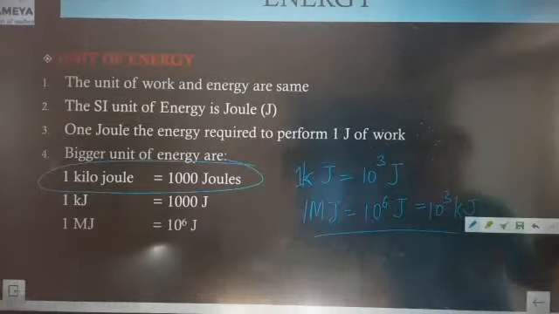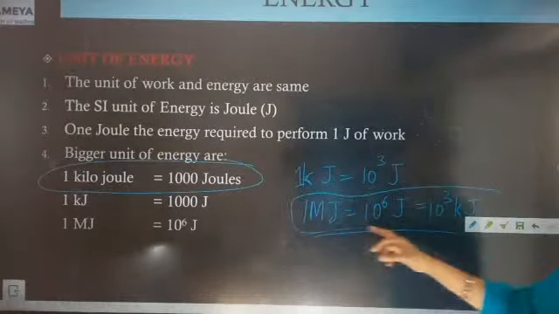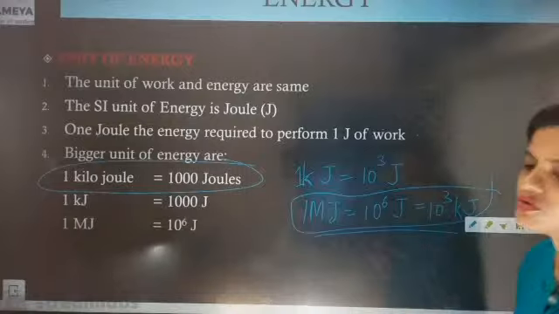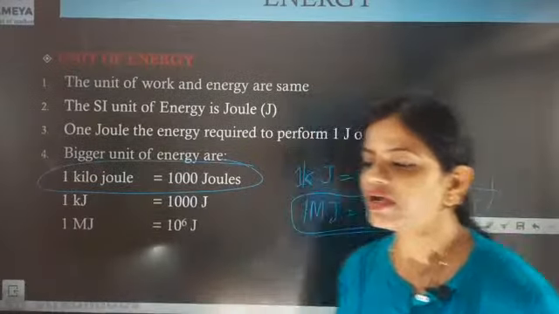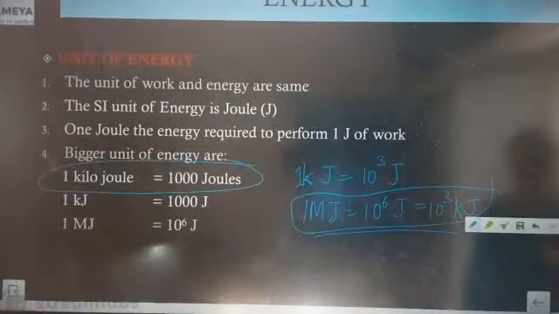I hope you might have understood. So last point, just remember, 1 megajoule can also be written as 10 to the power 3 kilojoule.